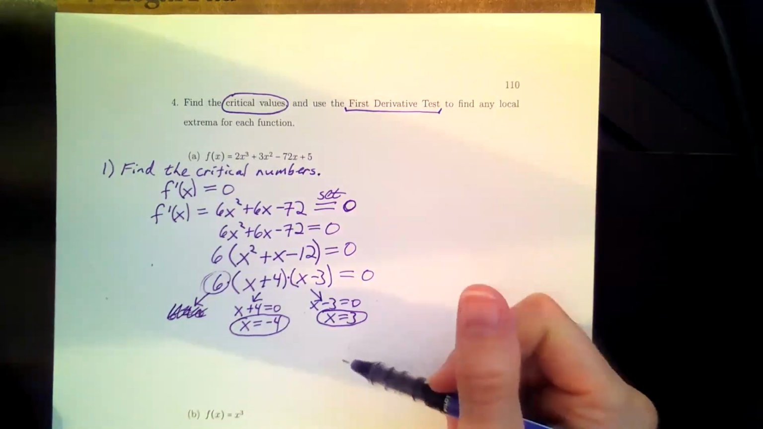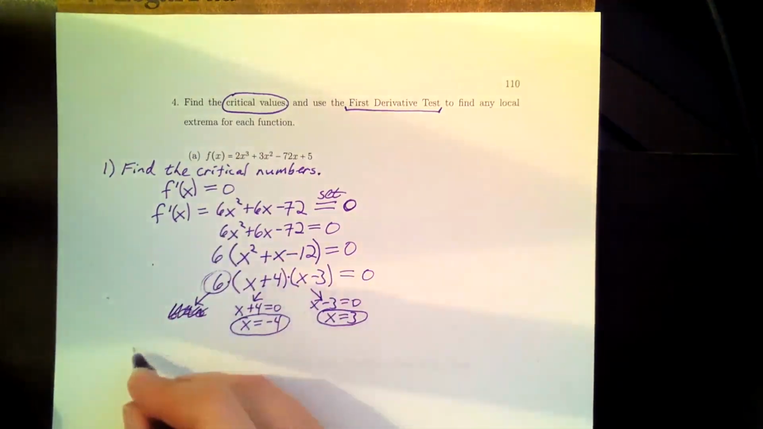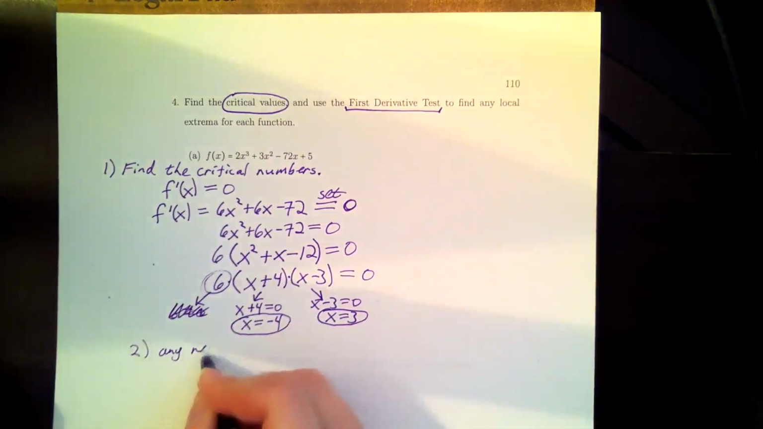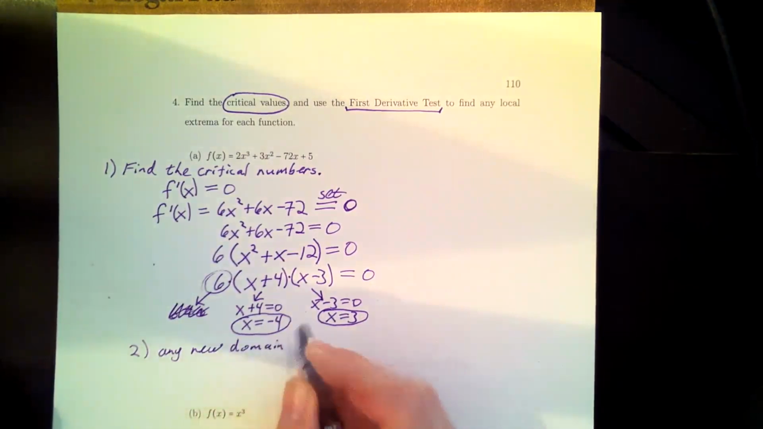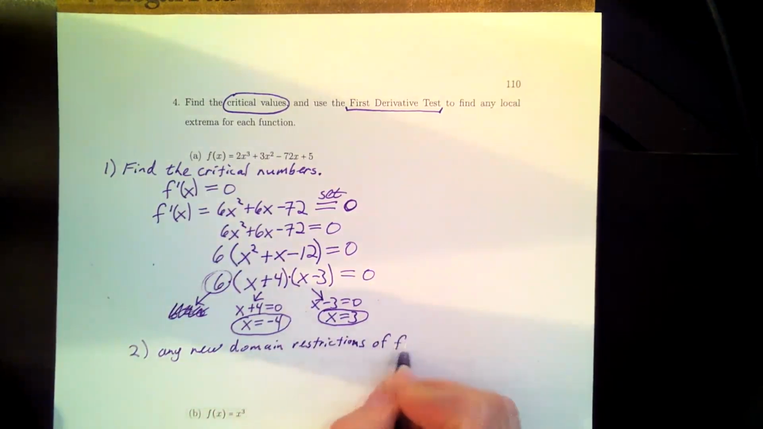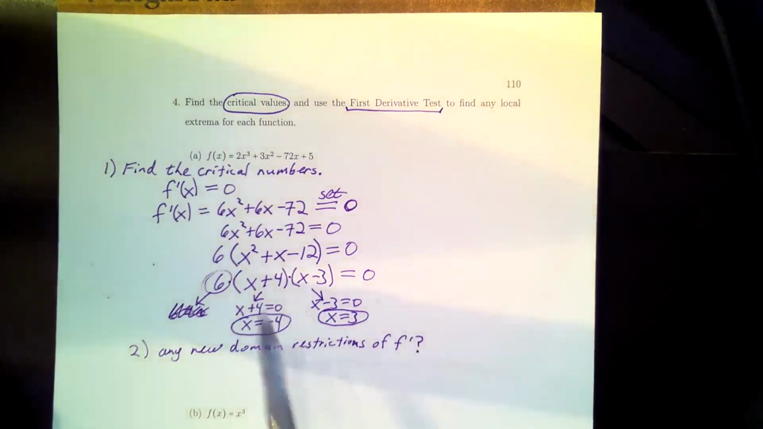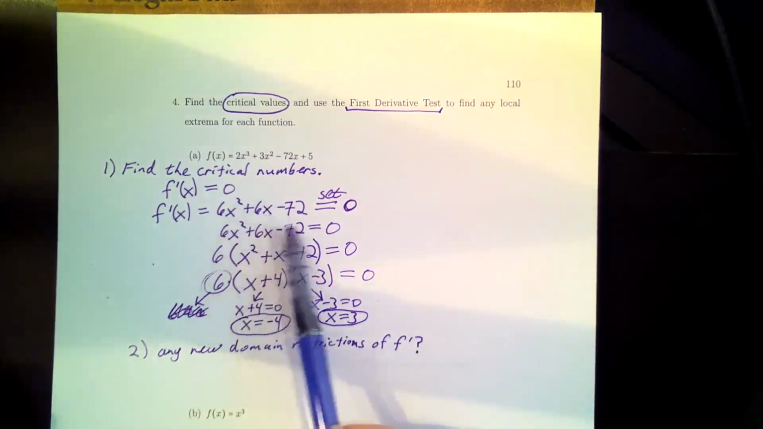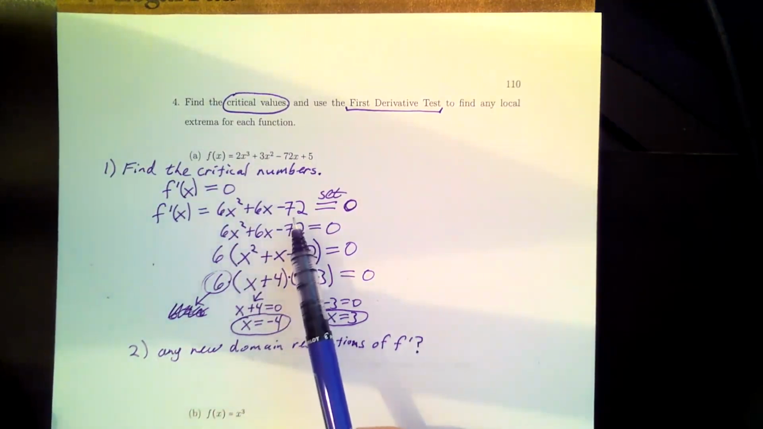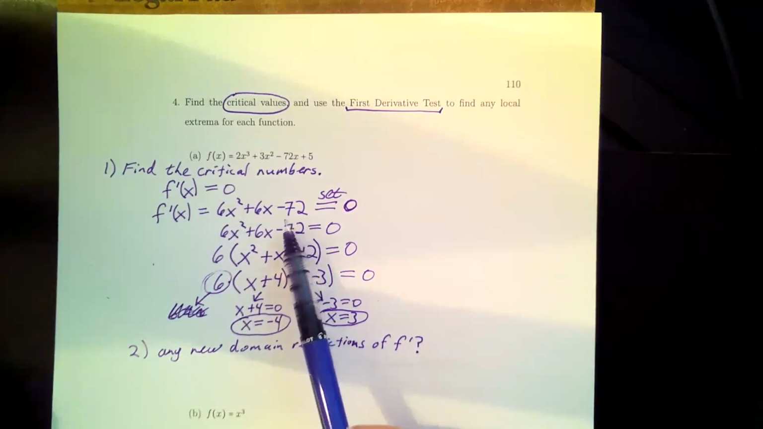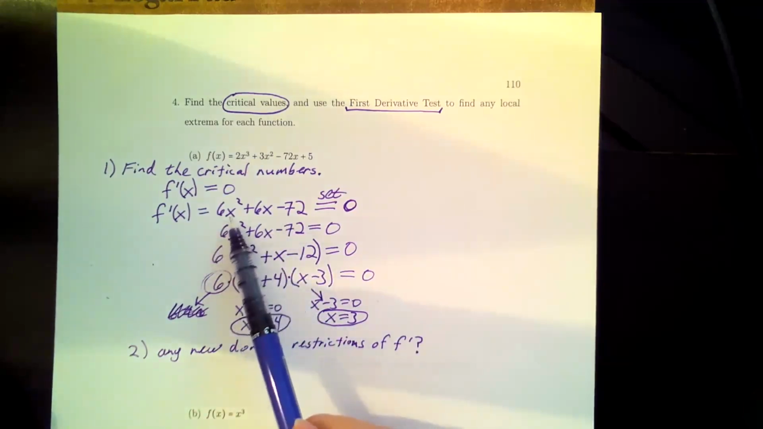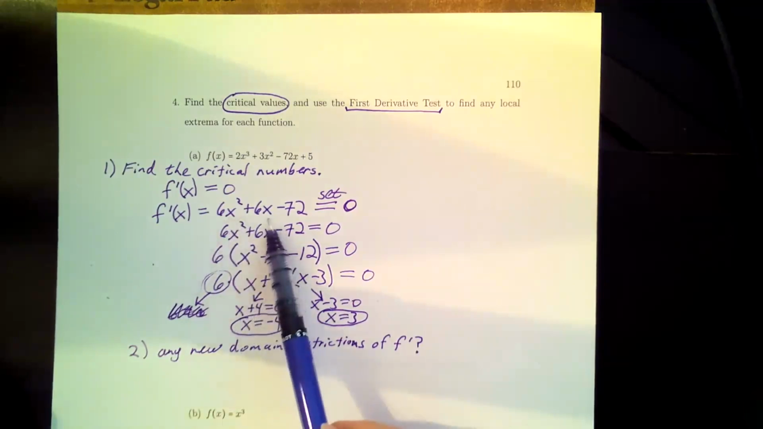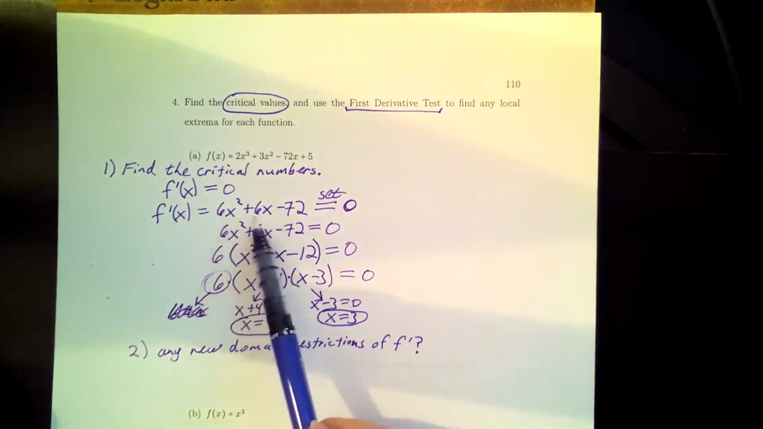I said that critical numbers came from setting the derivative equal to 0, and from any new domain restrictions of f prime. It's kind of an odd question, but one we have to consider. My derivative is 6x squared plus 6x minus 2. Is there any reason why I can't plug any x value I want in there? And the answer to that is no. You can plug any x value you want. There's no reason why you can't plug in negative 1,000, 0, 100, 91, doesn't matter. All x values are fair game here.